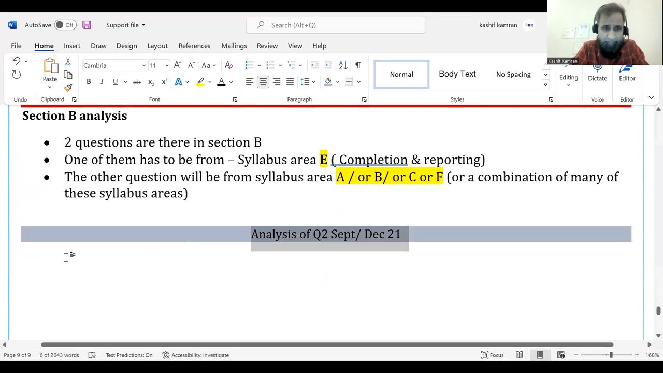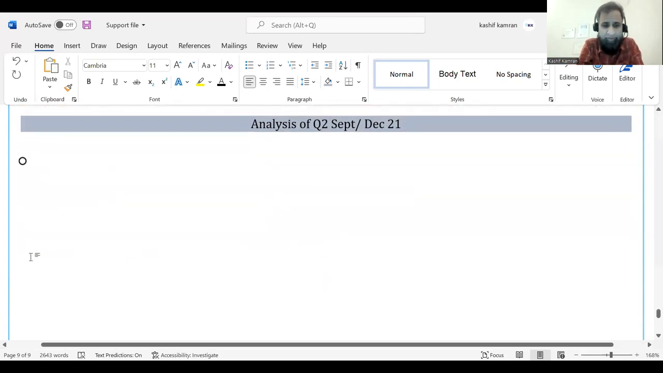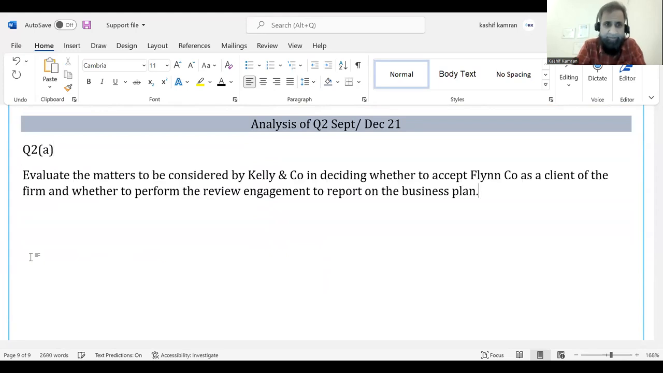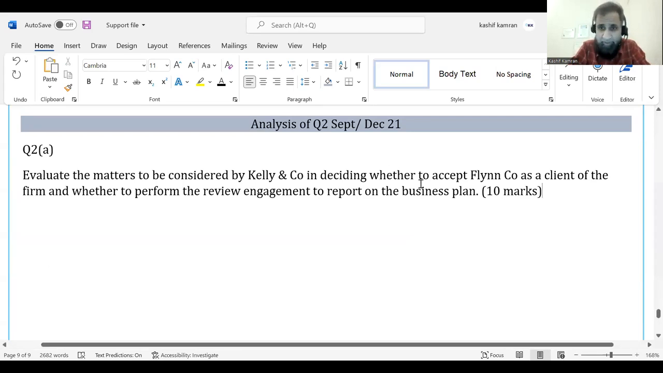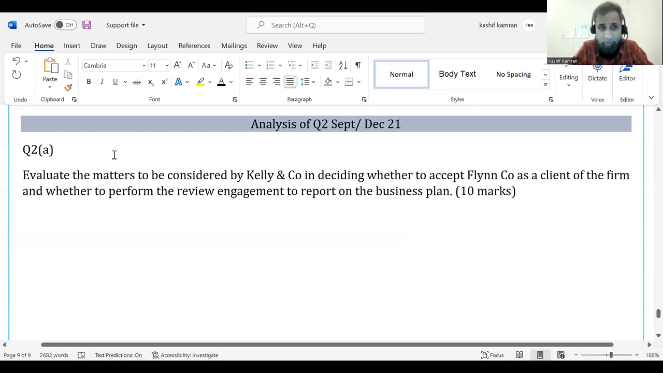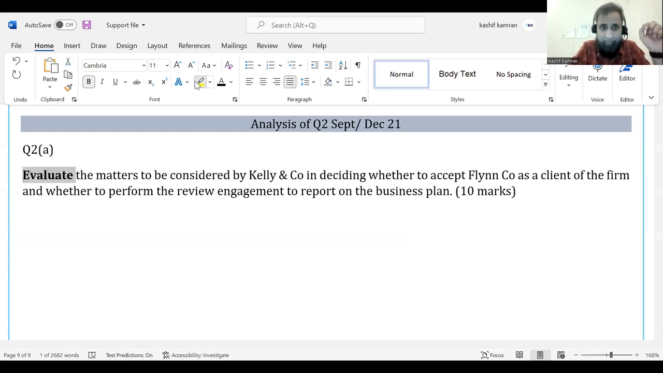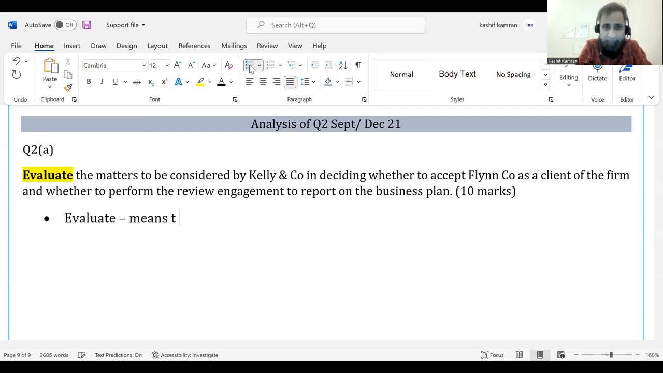Let's start with it. Now, the first requirement is question 2A. And this is the requirement. And we have 10 marks. Now, sometimes the students are so puzzled or at such a higher stress level in the exam paper that they ignore something. Now, see what the question is asking. First of all, evaluate. If the question is asking you to evaluate something, it is very essential for you as a student that evaluate means to give a conclusion at the end of requirement 2A.